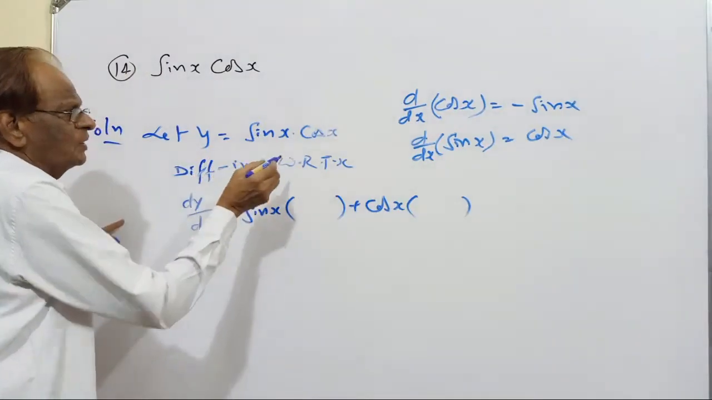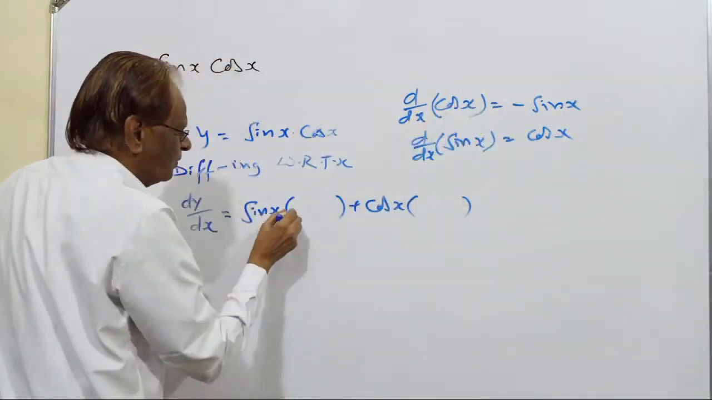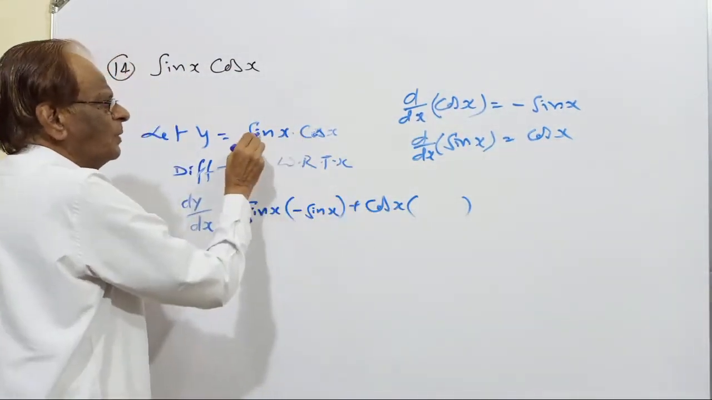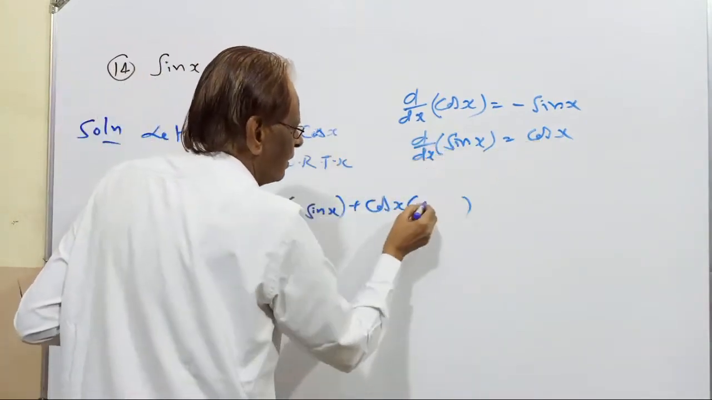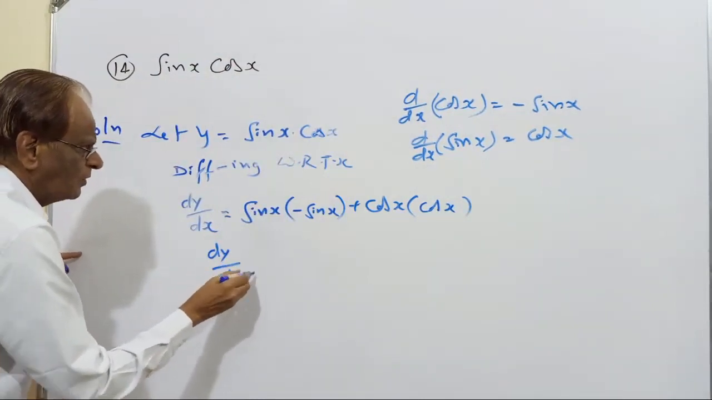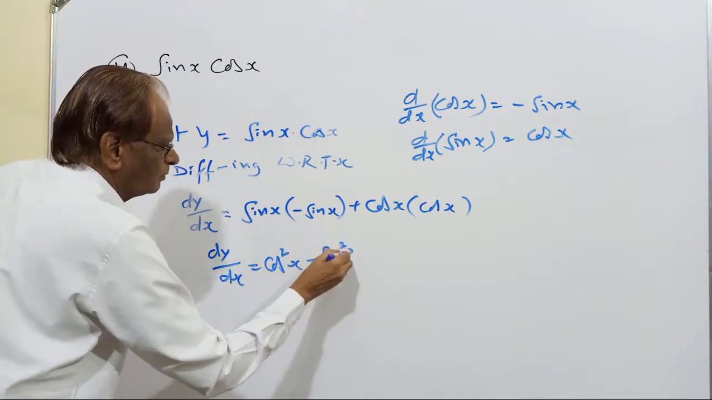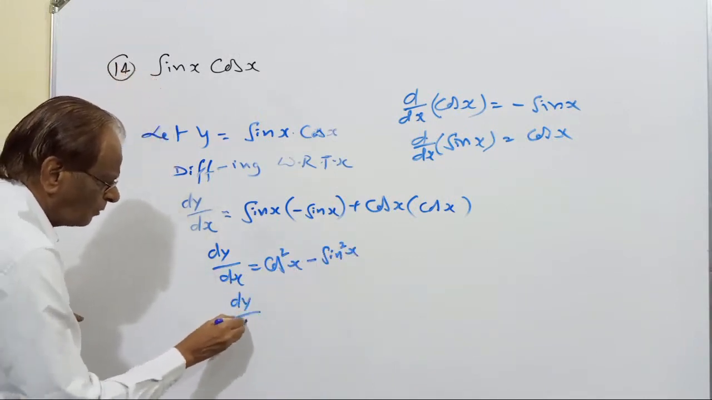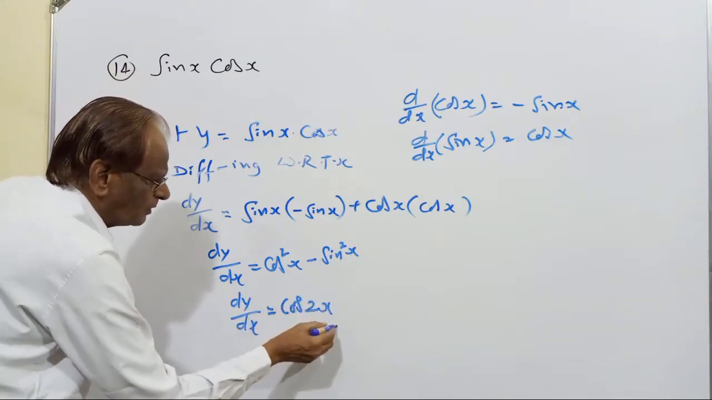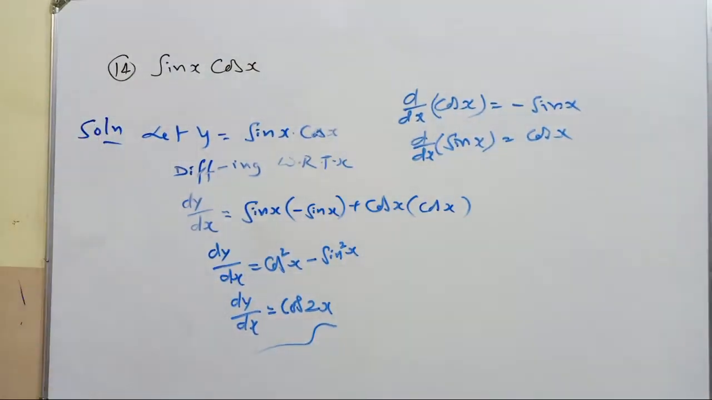First function as it is, differentiate cos, differentiation of cos is minus sin. Second function cos x as it is, differentiate first function sin x, it is cos x. dy by dx equal to, the second term is positive, the first term is negative. This cos squared x minus sin squared x is the multiple angle formula cos 2x. Cos 2x formula is cos squared x minus sin squared x.